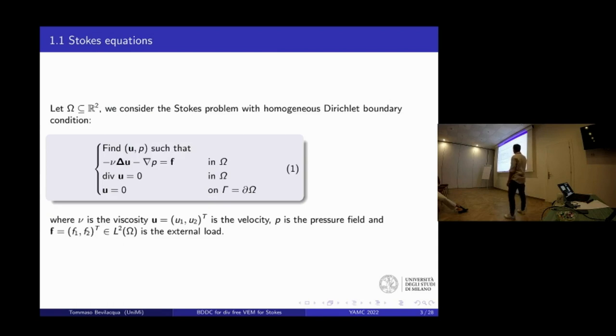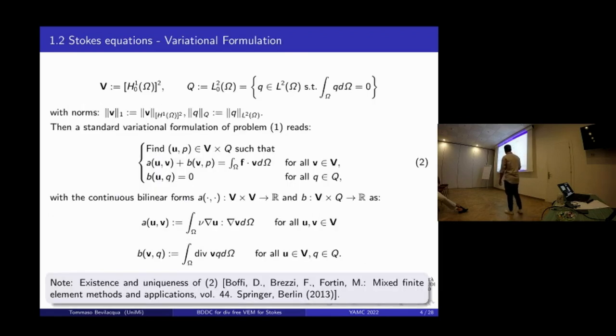We consider the classical Stokes problem with homogeneous Dirichlet boundary condition. Omega is a subset of R2. We have to find a couple of velocity and pressure that satisfy these two equations. Here nu is the viscosity of the fluid, and for us it is simply a constant, but it can be an L infinity function. U is the velocity, P the pressure, and F is the external load term, which is an L2 function.